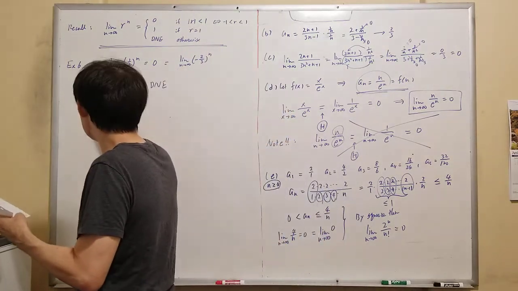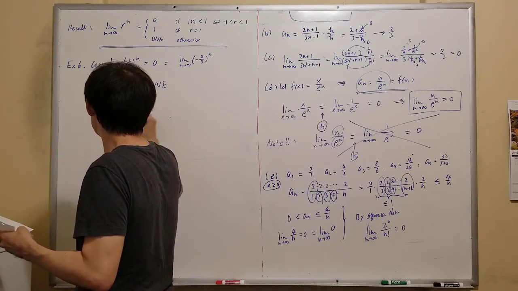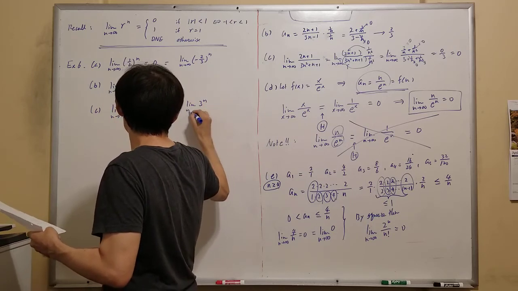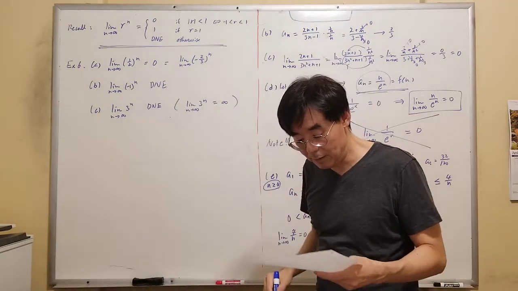Anything other than these two. Alright? The limit of 3 to the nth does not exist. Or you can write it this way. That's fine. But the limit does not exist.